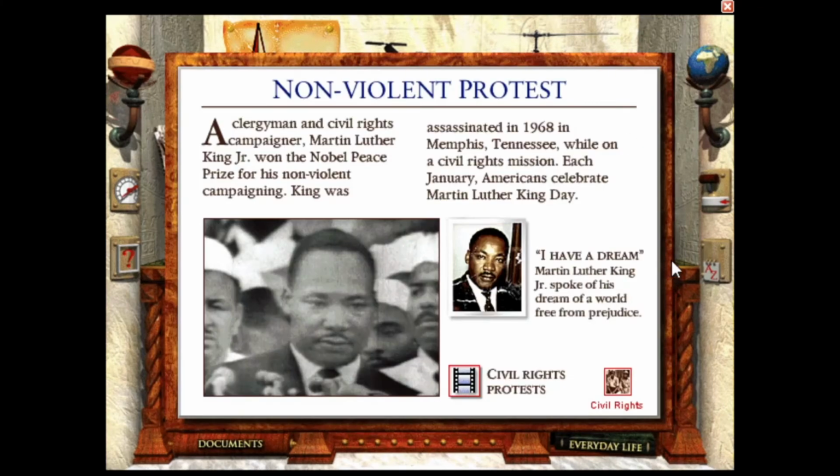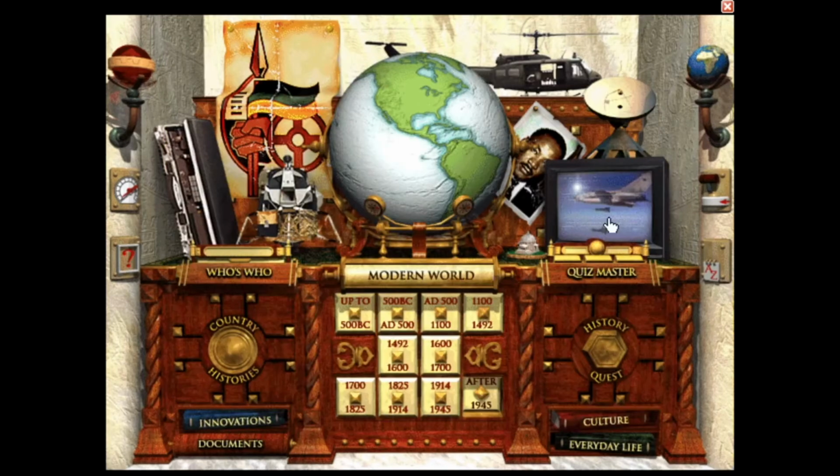Non-violent protest. The king was assassinated. Yeah, I didn't.